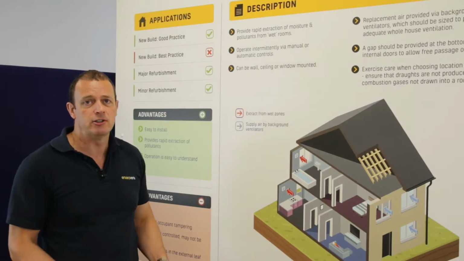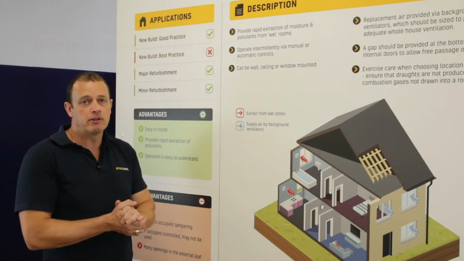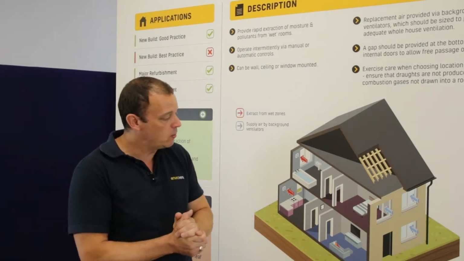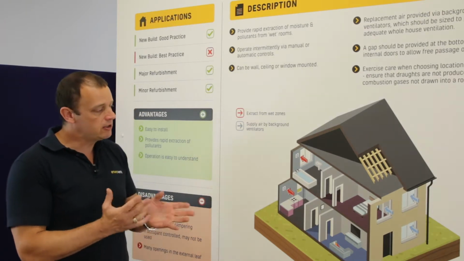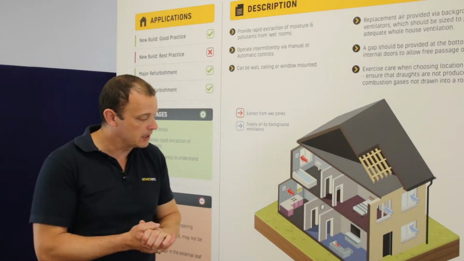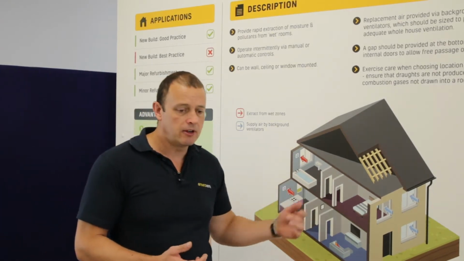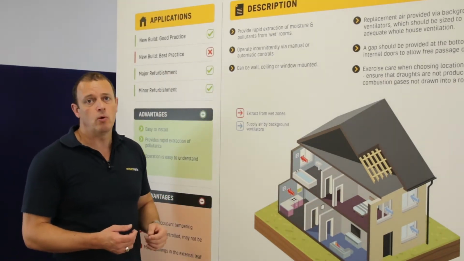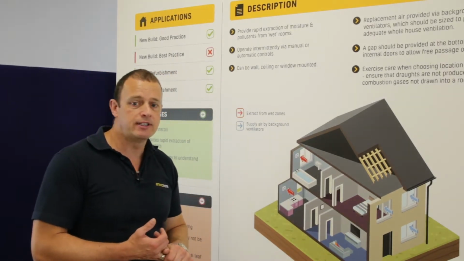We're just going to talk about systems. What we mean by that, within Approved Document F, the Technical Handbook and Technical Guidance for Scotland and Wales, they have what we call systems for ventilation. Now, these systems differ. We've got System 1, System 2, System 3 and System 4. At the moment, we're going to talk about System 1. System 1 is known as intermittent extract fans and background ventilators.